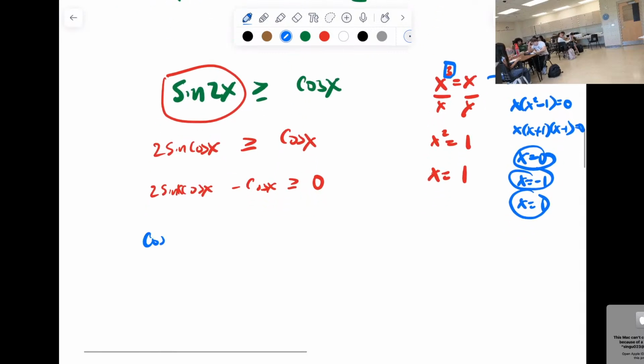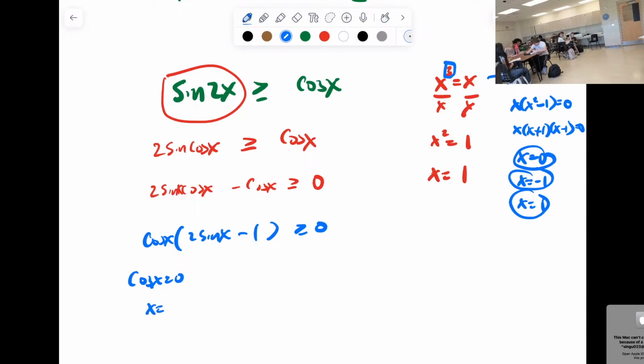Can I factor out cosine of x equal to 2 sine of x minus 1? Did you get to this? Did you say cosine of x equal to 0 and x is equal to what? Pi over 2. x is equal to what? How many guys know how to do this? Don't know how to do this? But a couple for sure can do it.